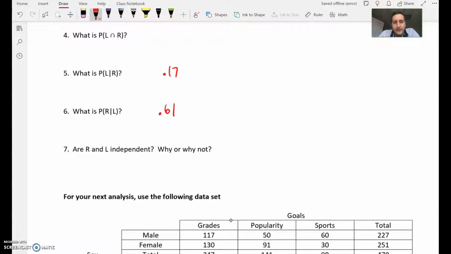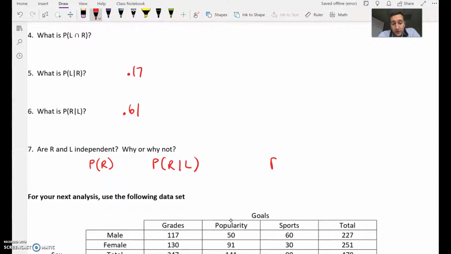Why or why not? The way that you test independence is you do one of these two things. You could find the probability of R happening and compare that to the probability of R given L. Or you could do the other way, find the probability of L and compare that to the probability of L given R. Because the test for independence is simple. If those two probabilities are equal, then they are independent. If those two probabilities are not equal, then they are not independent.